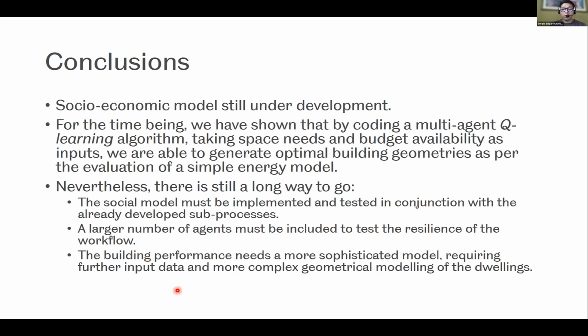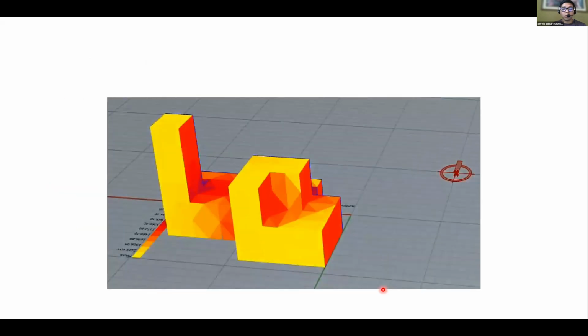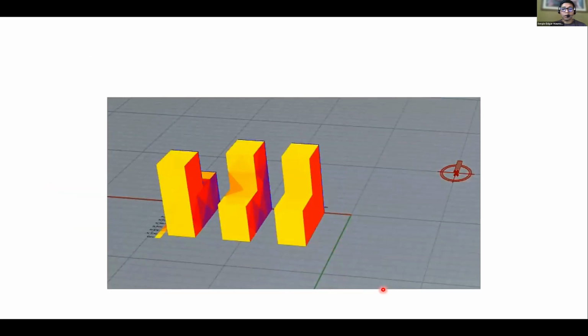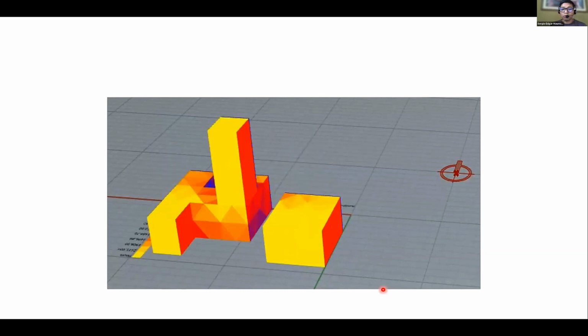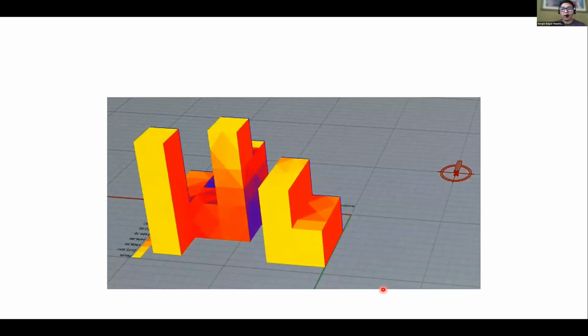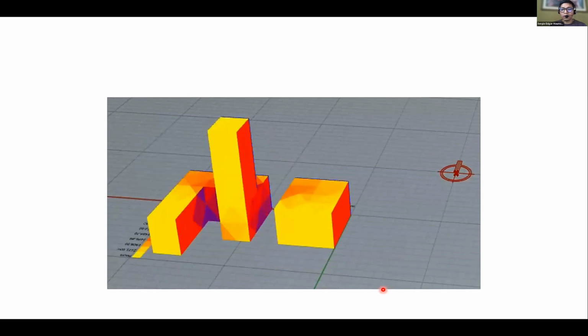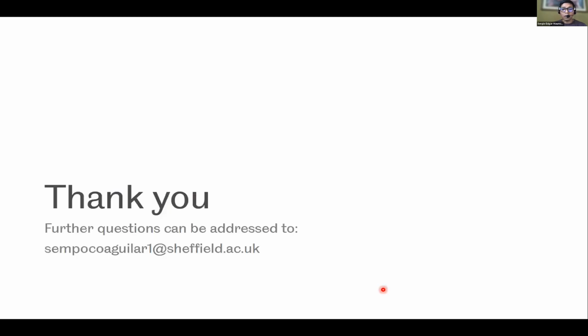And we also need a building performance that has a more sophisticated model, so probably also an energy model which is more complex. Just to show you what has been produced after the submission of the paper, where we are already able to use that on many agents. For computational capacity here, we're only showing 3. And thank you very much for listening. And yes, I'm open to questions now.